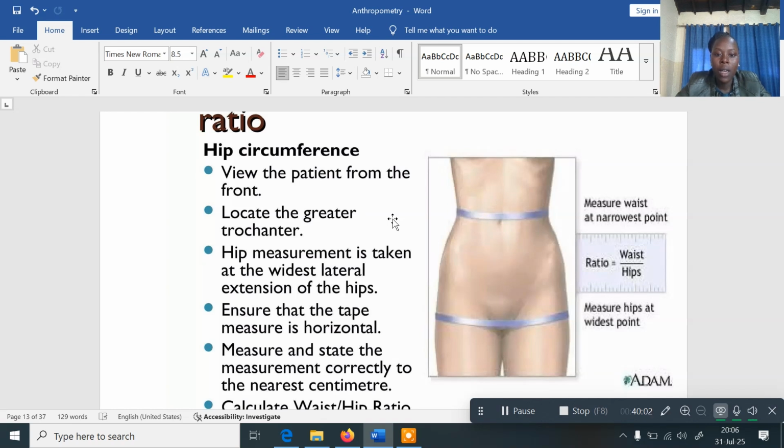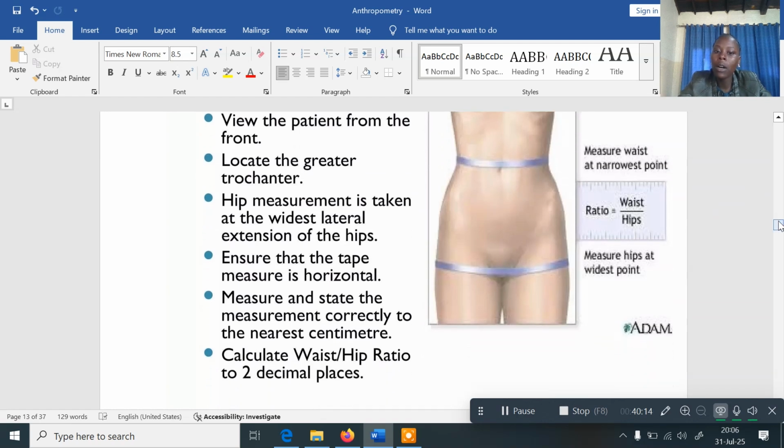Then you measure and set the measurement correctly to the nearest centimeter. So after taking the waist circumference and the hip circumference of your client, next you're going to calculate your waist hip ratio, and you record it to 2 decimal places. For example, 0.8, maybe 0.80 or 0.85.